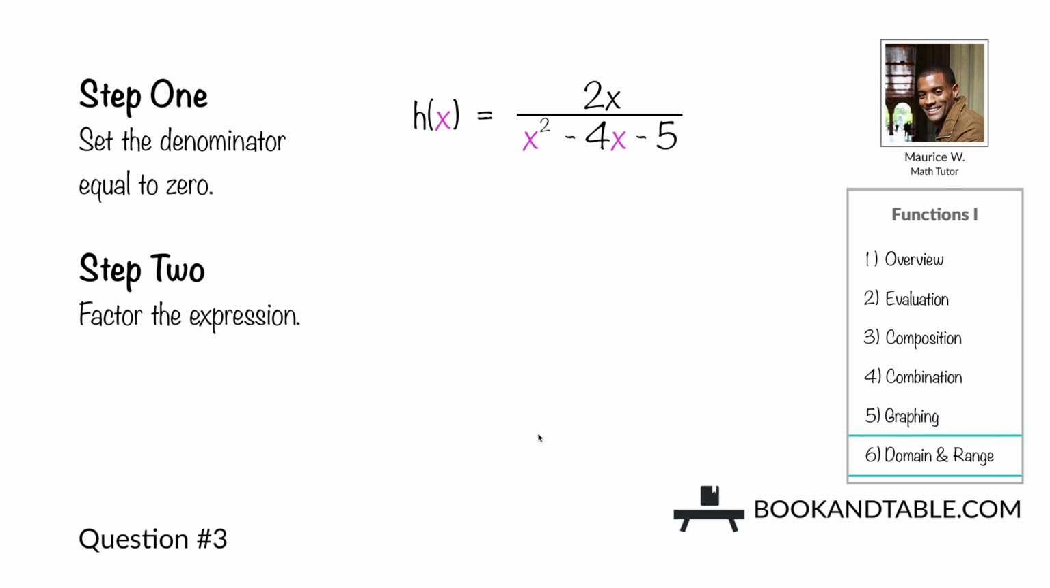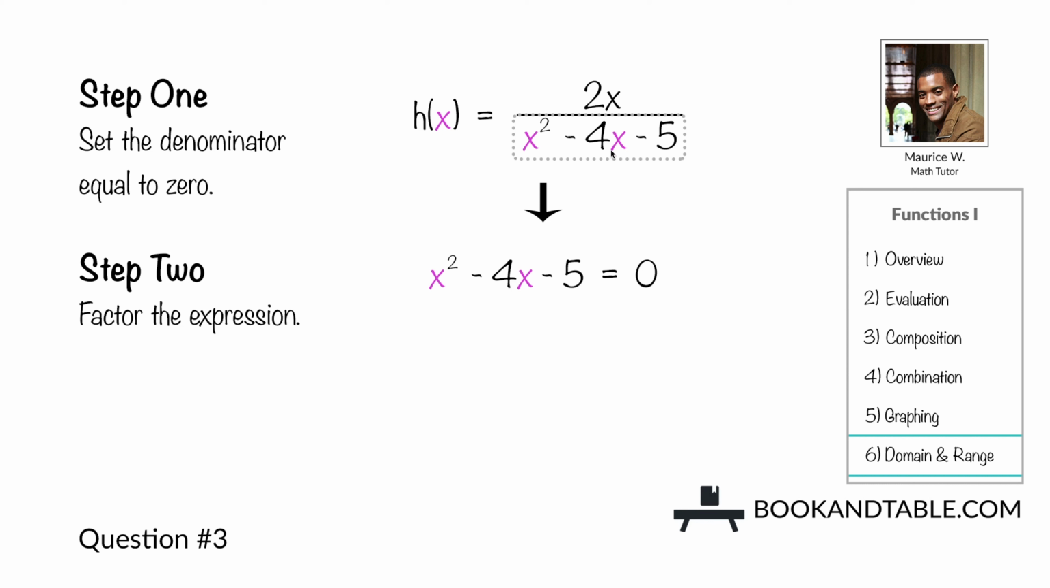Let's now have a look at question number 3. h(x) = 2x / (x² - 4x - 5). For the numerator, we don't have any restrictions with this variable x, since if we didn't have the denominator and it were just 2x, there's no number, positive or negative, that x could equal that would make 2x undefined. You would always get a real number if you plugged in negative or positive numbers for this x.